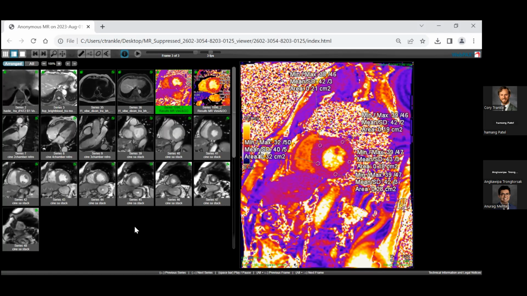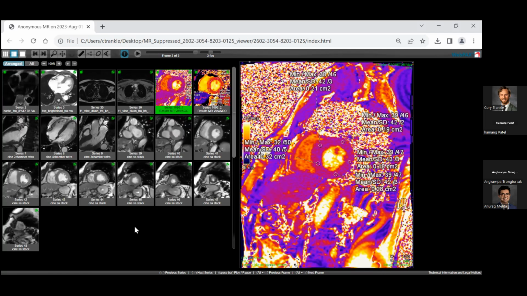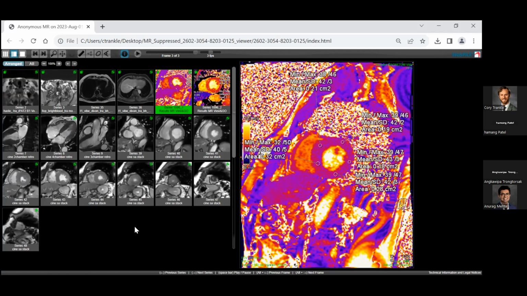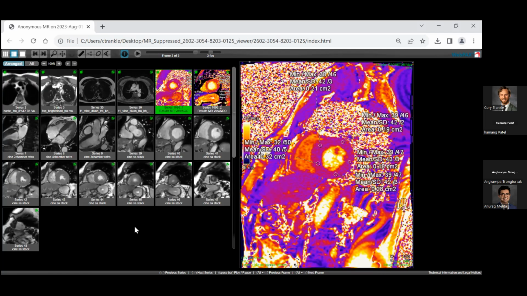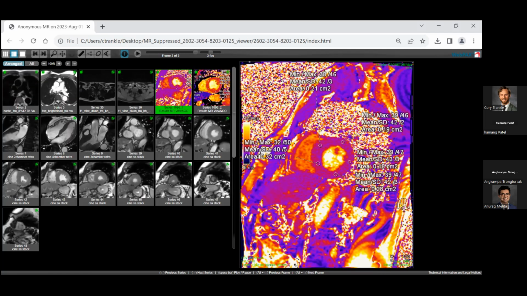Now, on the right side of our monitor, what Dr. Trankel has done is zoom in on a short axis view of the left ventricle. And so you'll see this purple sort of donut, which is the left ventricular myocardium. And then look in the center of the donut, that's the blood pool. That's the blood pool in the LV cavity.